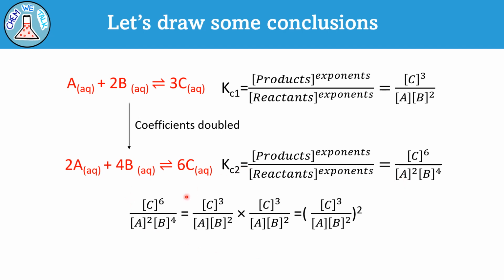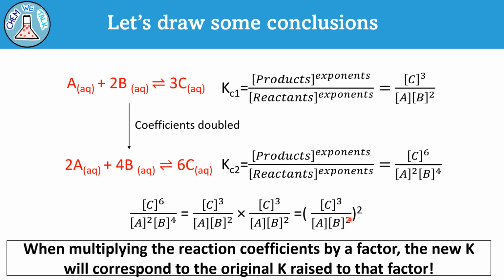We can note that the second reaction, which is c to the 6 a squared b to the 4, is the same thing as multiplying the k twice. So you can see here c cubed a b squared, c cubed a b squared. So it's the same thing as squaring the first k. So the take-home message is that when multiplying a reaction by a coefficient, like here we did by 2, the new k, or the k for the new expression, is going to be equal to the original k raised to that factor. So from here to here, multiply by 2, so we just raise that k to the second power.